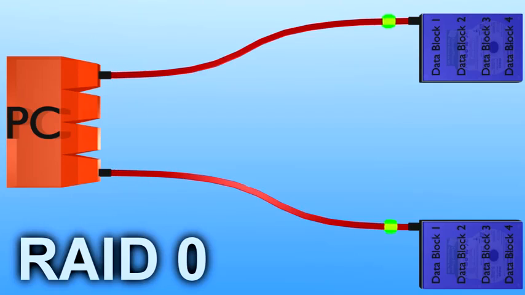RAID 0 is normally used to improve performance without halving your hard drive's capacity. You'll see a great improvement because your PC can access blocks of data bit by bit as normal, but from two hard drives, effectively making data transfer twice as fast.